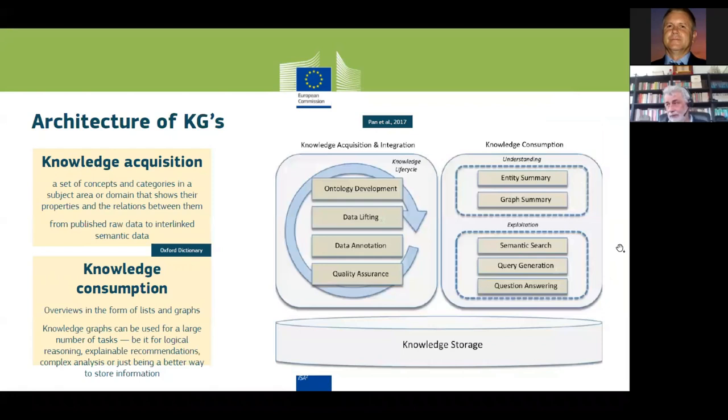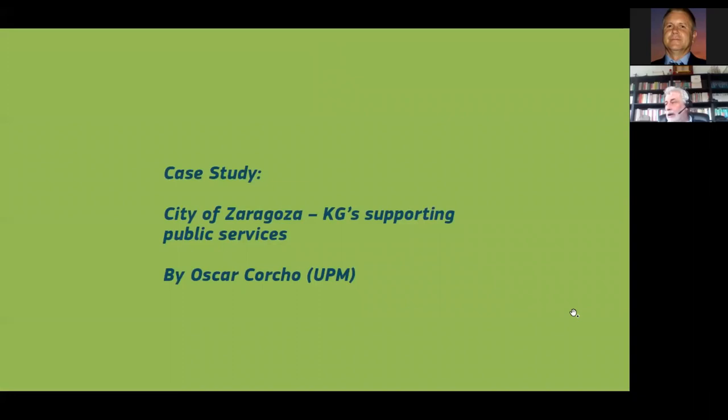If we speak about knowledge graphs, again, we will not zoom in on detail. We don't have the time to do so. We can speak about an architecture of knowledge graphs, where on the left-hand side of the figure you have knowledge acquisition, the setup and development of the ontology, and the data lifting. It will be explained how we have done that in ELISE, the data annotation eventually, but also certainly quality assurance. On the other side of the figure, you have the knowledge consumption, the usage, the understanding of the knowledge graph and the exploitation. That can go from very basic graphical summaries to more advanced semantic queries, query generation, automated yes or no, et cetera. And of course, the knowledge graph is somehow stored. With that, I stop my introduction and hand over to Oscar for the case study.